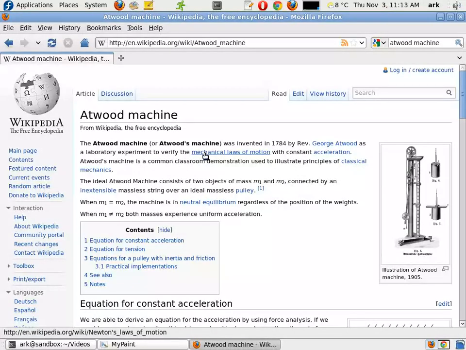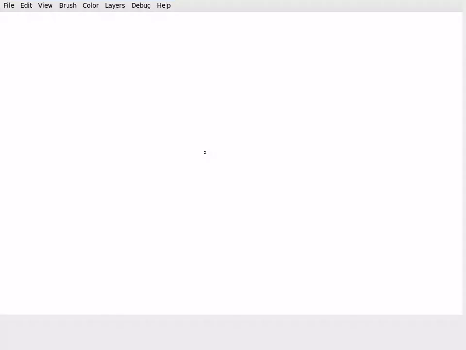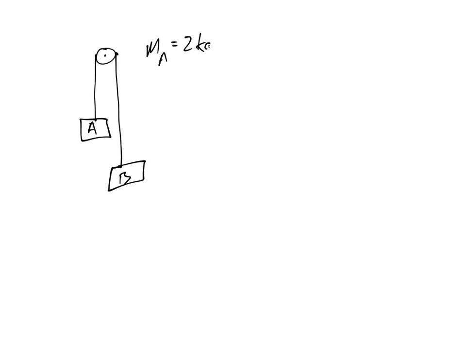Okay, so this next problem is going to be an Atwood machine problem. In this problem, we have basically a pulley and two masses hanging over that pulley, mass A and mass B. We're going to say that mass A is equal to 2 kilos. We're going to say that mass B is equal to 3 kilos.